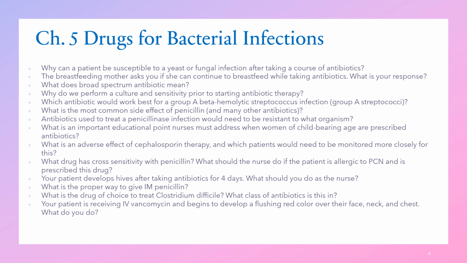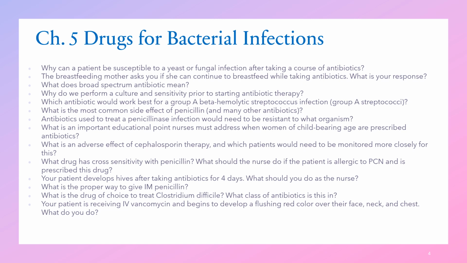What is the drug of choice to treat Clostridium difficile? What class of antibiotics is this in? We can see this on page 76. Vancomycin is used to treat MRSA and other drug-resistant infections. Vancomycin has an oral form that is used to combat the pseudomembranous colitis caused by C. diff. Vancomycin is in the class of cell wall synthesis inhibitors.